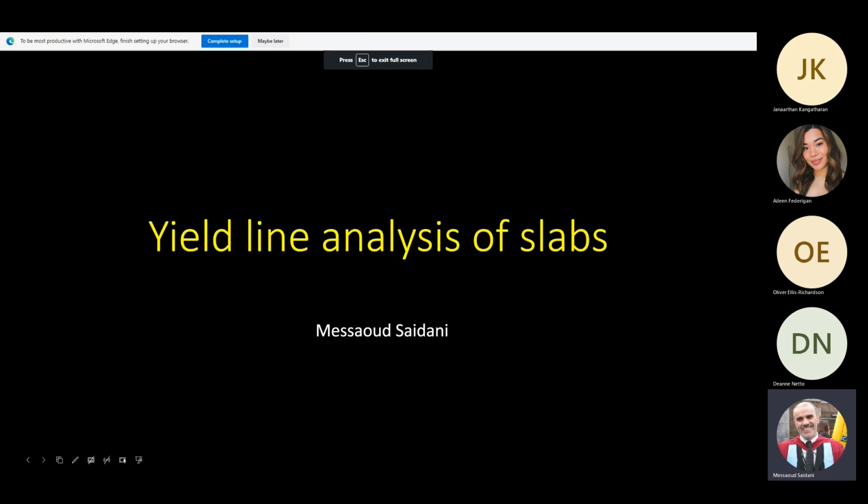Okay, so yield line analysis of slabs. Everything that we did so far was to do with frames and beams made of steel or metal. So that was the plastic theory of structures. And if you remember, there are a number of assumptions for the plastic theory of structures. One of them, do you remember what was one of them to do with the materials? What's the assumption we used for plastic theory of structures?